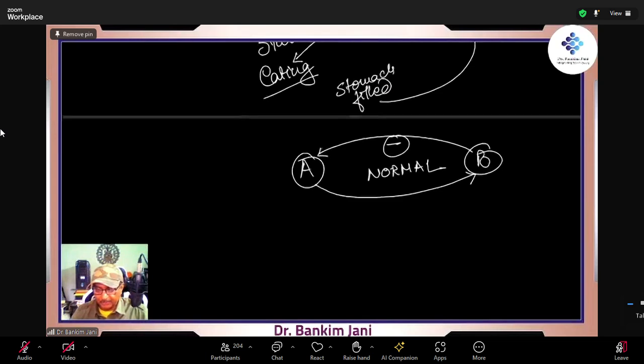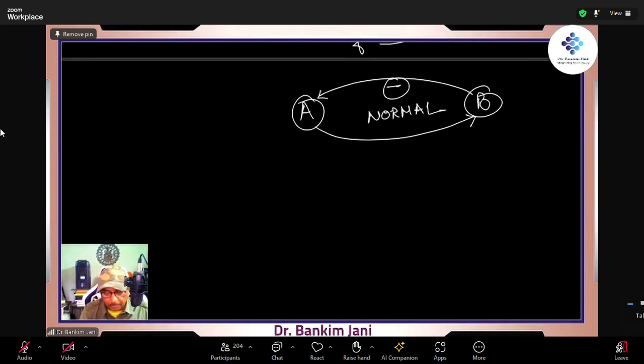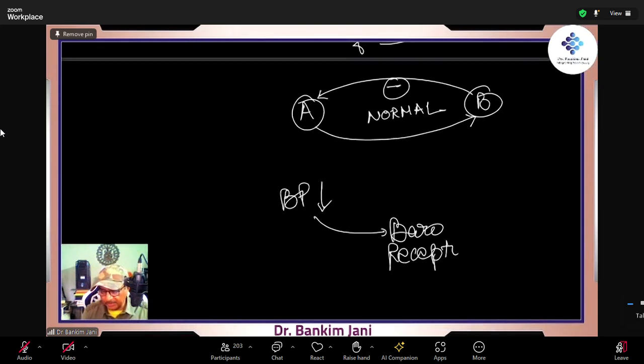For example, if the blood pressure is decreased, there are baroreceptors. Baro means pressure, so they are pressure receptors. They detect that there is a decrease in pressure, go and tell the heart to pump fast, and immediately the heart starts beating faster so that the pressure is maintained.